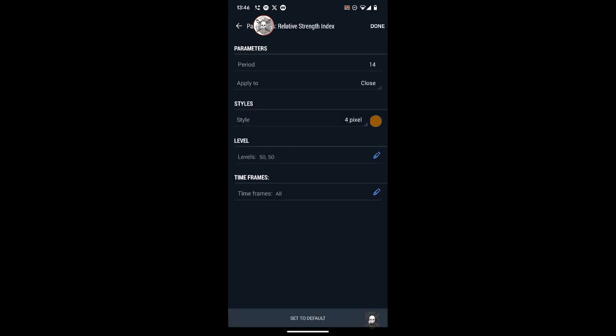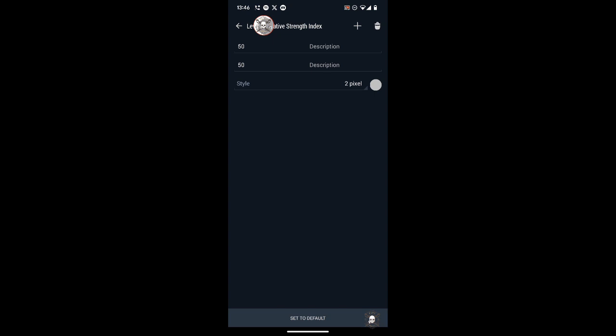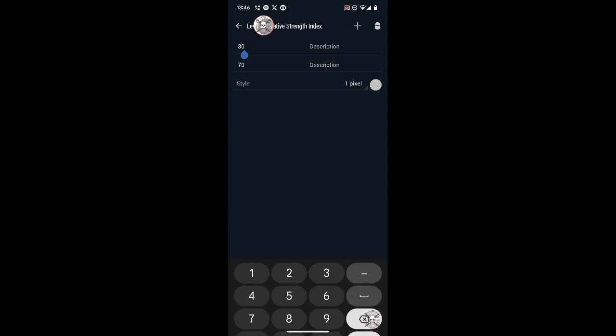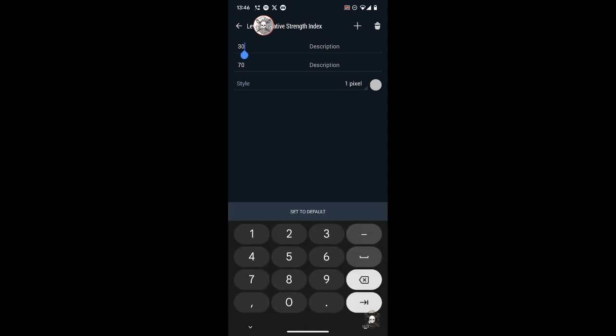The RSI is an indicator which measures the strength and weakness of the price in the market. If you set it to default, it's 30 and 70. 30 means it's oversold, which means it's good to buy. 70 means it's overbought, so it's good to sell. So it shows where the strength of the bears and the bulls is.